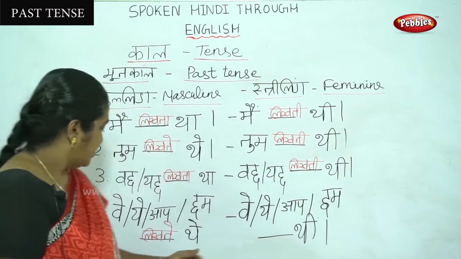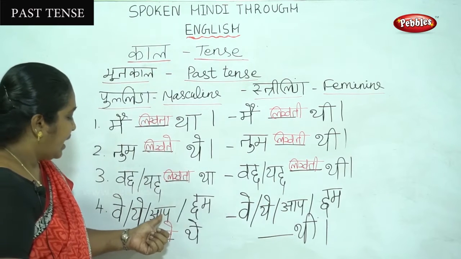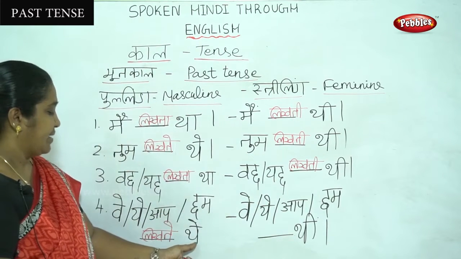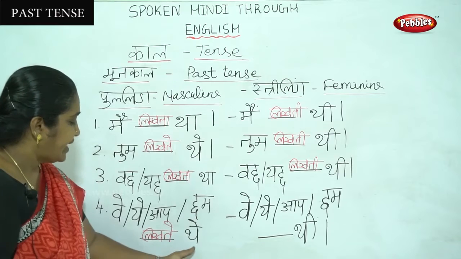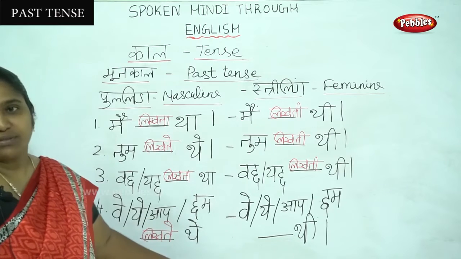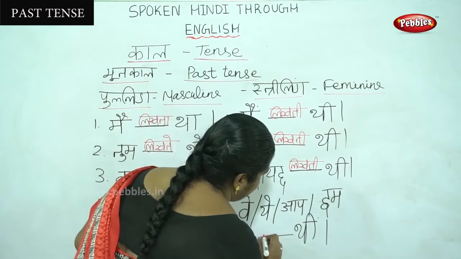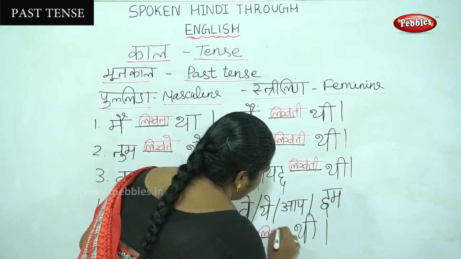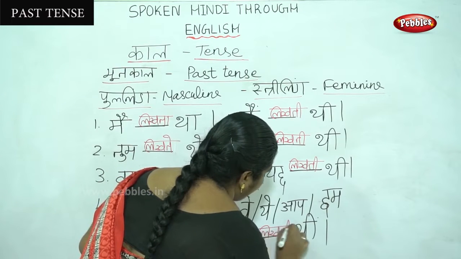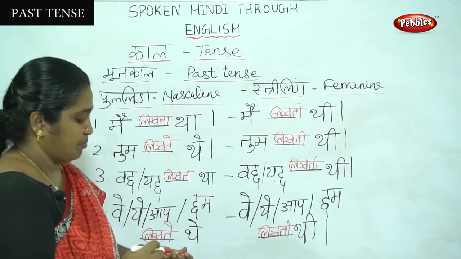They wrote. Here aap, aap likhte the. Hum likhte the. We wrote. Here also likhti. Likhti, for likhti thim.